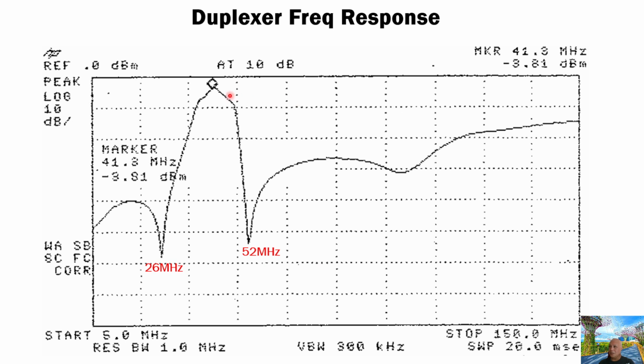Basically the receiver works at 41 megahertz and the transmitter at 26 megahertz. So we need to design the duplex for the receiver path with a low insertion loss at 41 megahertz and a high isolation or rejection, very high loss, at the transmitter frequency and the harmonics of the transmitter frequency.